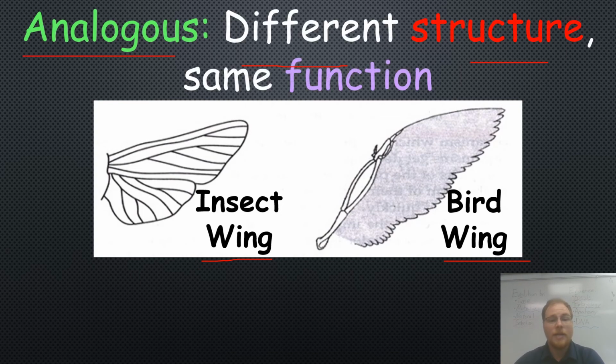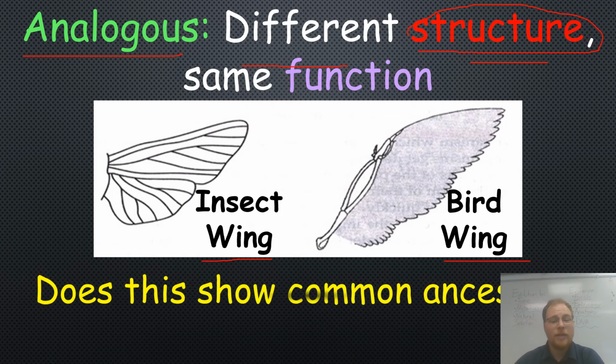This case is analogous. They both have different structure, but the same function of making them fly. Now, does this show common ancestry? No, because they don't have the same structure. They might have the same function, but not the same structure.